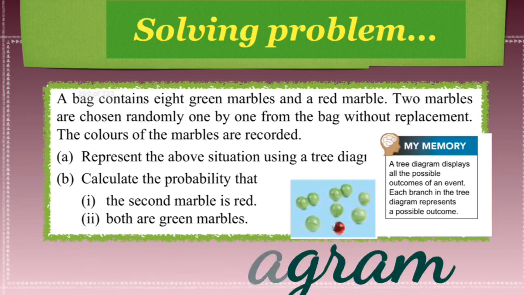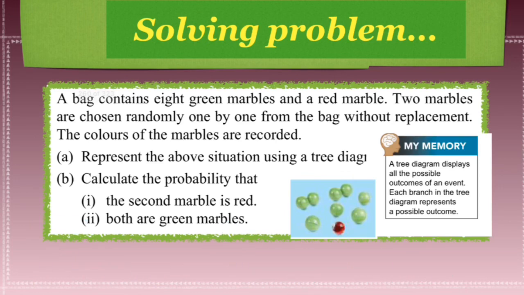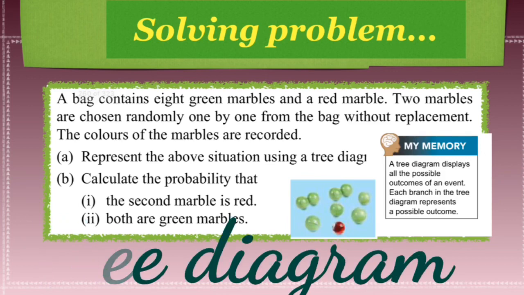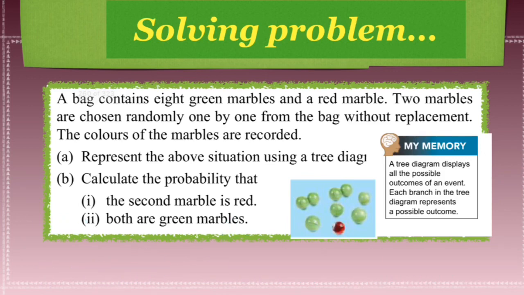So please take out your exercise book and do this question and try to draw a tree diagram. After you draw a tree diagram, based on the tree diagram, calculate the probability of the second marble is red and both are green marbles. So I will pause the video and give you 10 minutes to try. Later we'll discuss the answer, okay? Please try your best to get your answer now.